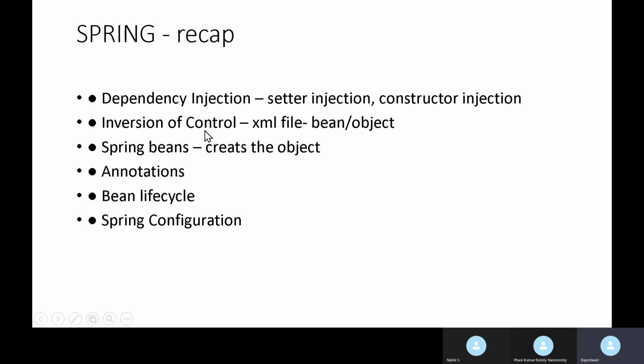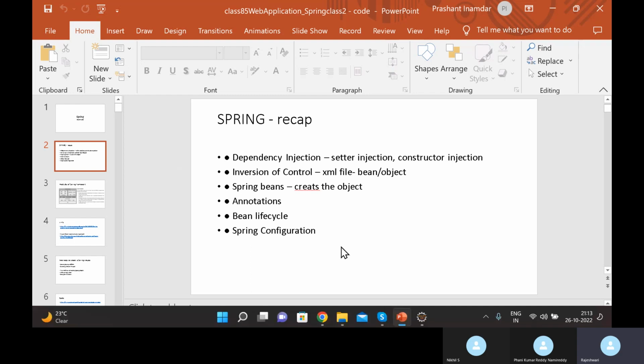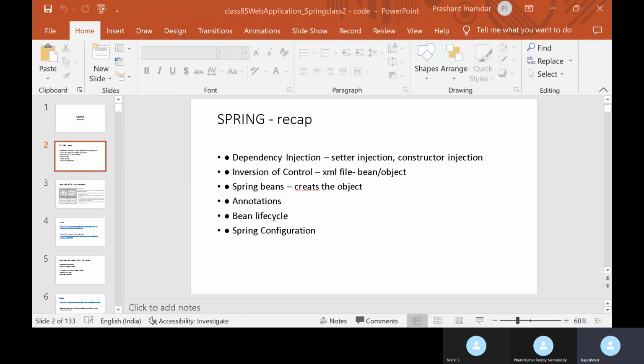Okay, inversion of control, if you remember, inversion of control or Spring configuration, all mean the same. It is nothing but the XML file which we refer in our Spring framework, which creates the bean or an object. Bean is nothing but creation of the object. Okay, Spring beans is nothing but that bean tag, which I will just show you if it has loaded.